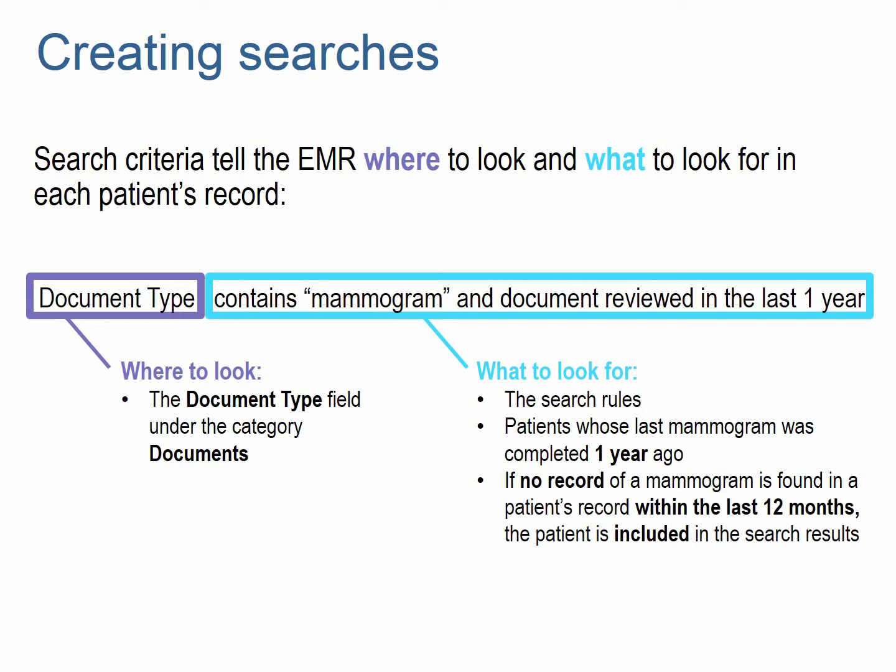This is important to understand. If you recall from the last training module on data discipline, if you have entered a mammogram record under a different name or in a different category, this line of criteria will not find the patient's record. That patient would then be included in your search results, even though she may not be due for screening.